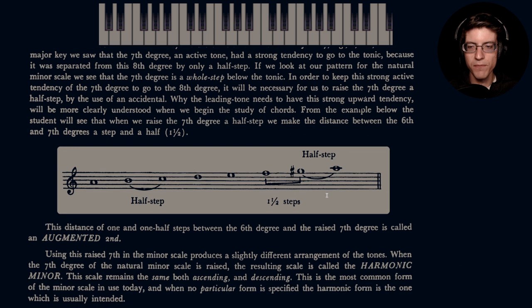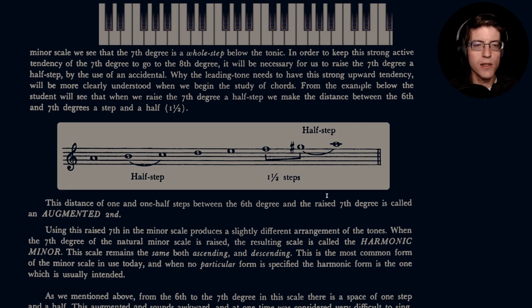That's 1.5 steps. This distance of 1.5 steps between the sixth degree and the raised seventh degree is called an augmented second. Using this raised seventh in the minor scale produces a slightly different arrangement of the tones. When the seventh degree of the natural minor scale is raised, the resulting scale is called harmonic minor. This scale remains the same, both ascending and descending. This is the most common form of the minor scale in use today, and when no particular form is specified, the harmonic form is the one which is usually intended.